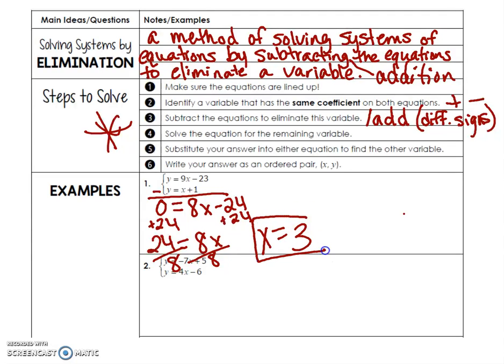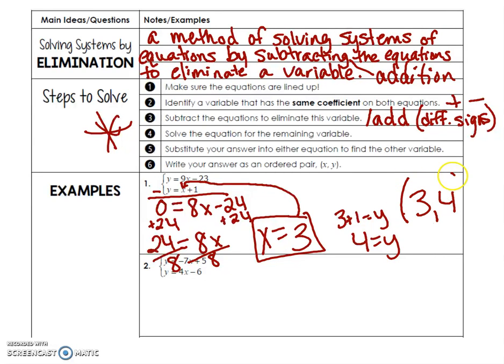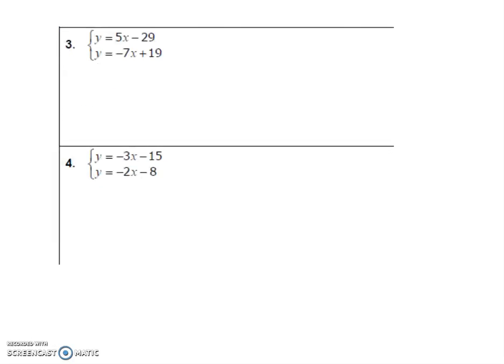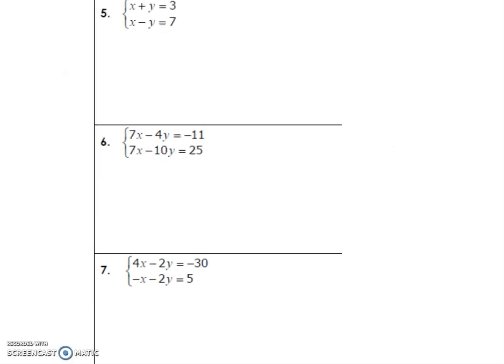Now we're going to plug that back in just like we did with substitution for x here. So we get 3 plus 1 equals y, so 4 equals y. So our answer is (3, 4). Okay, and remember you can plug it back in there to see if it works. All right, so let's do another example. We're going to skip around a little bit. You're going to do example number 2 on your own. I would like to do example number 5 with you.